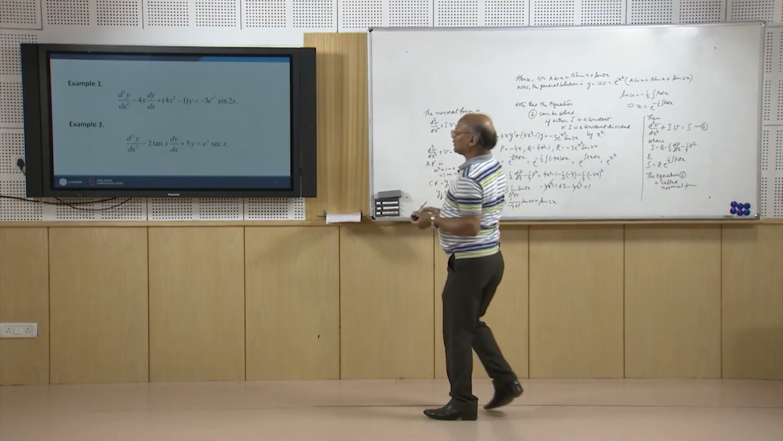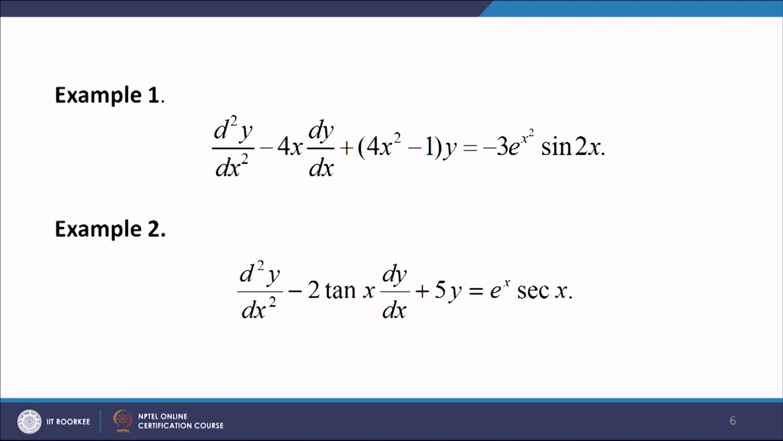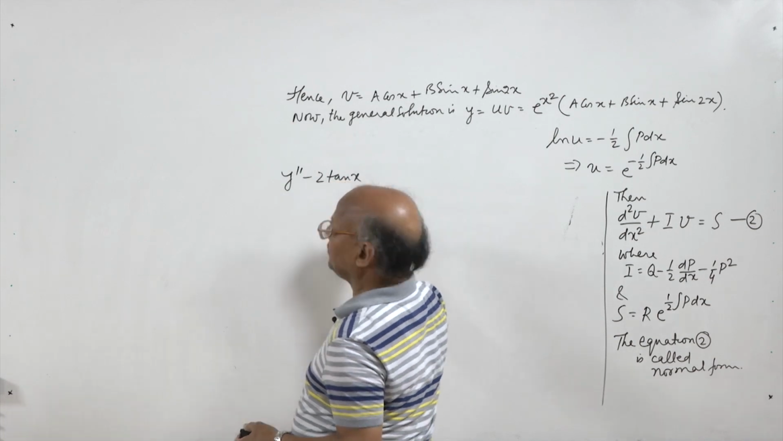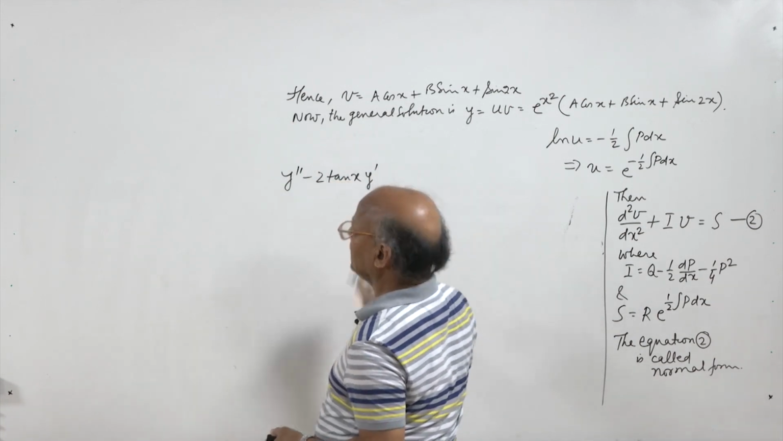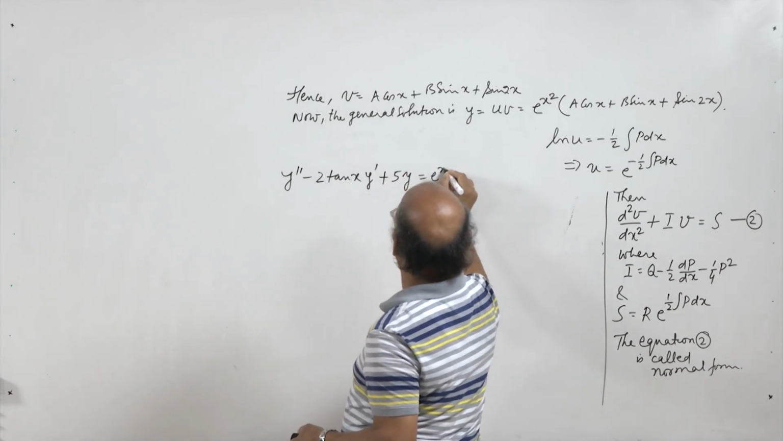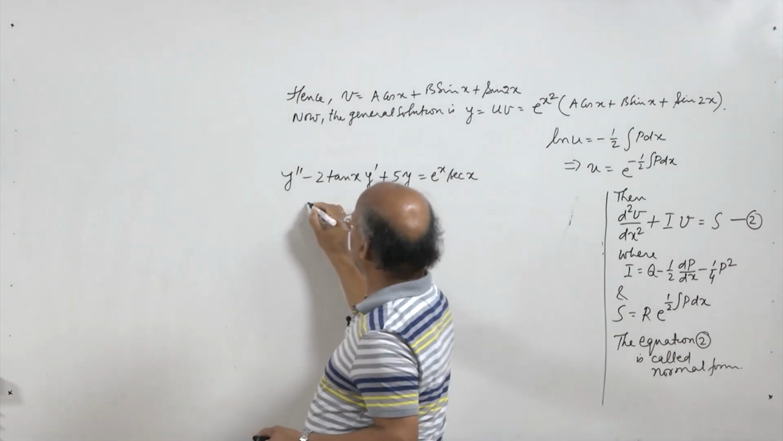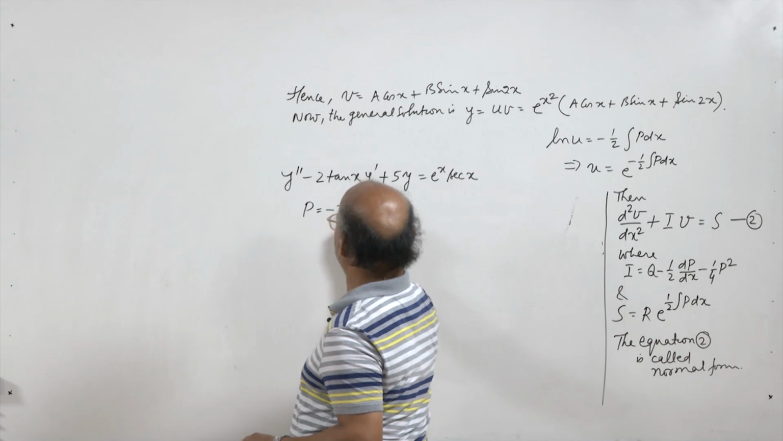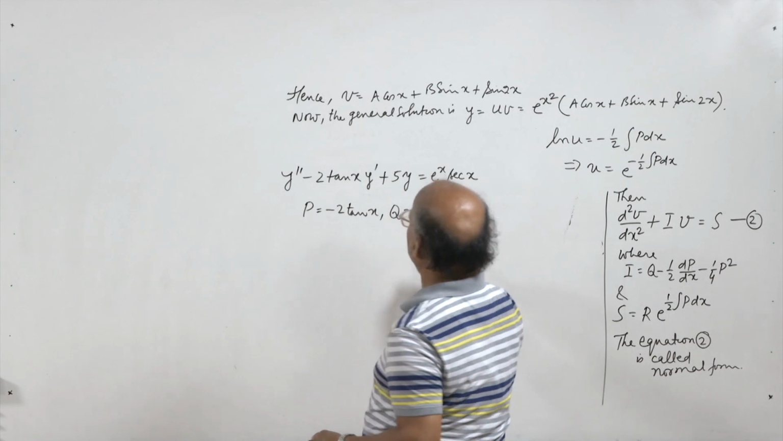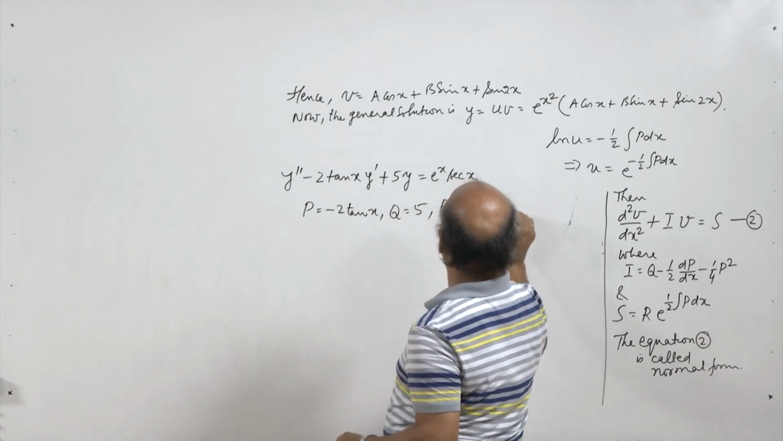Let us take one more example to make things clear. So, we have, in example 2, y double dash minus 2 tan x times y dash plus 5y equal to e to the power x into sec x. Okay. So, here p is equal to minus 2 tan x, q equal to 5 and r equal to e to the power x into sec x.